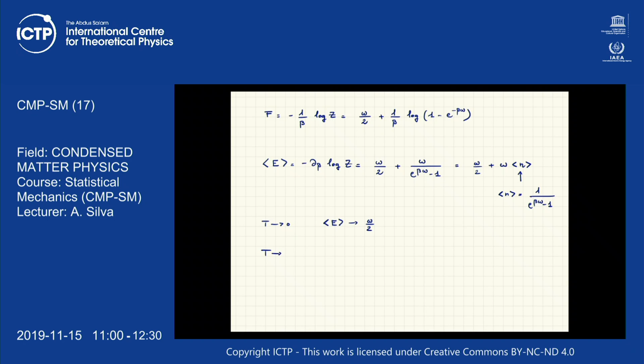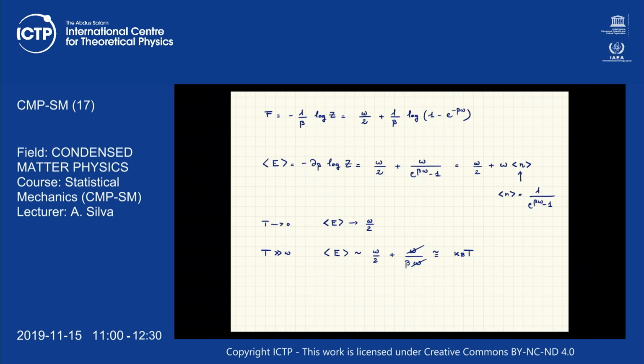Now, if the temperature is instead very large, let's say the temperature is much larger than omega, just to be precise, then what happens? You can take this exponential and expand it because the exponent is small. And if you expand it, you get omega divided by beta omega. So average E is essentially omega over 2 plus omega divided by beta omega. So the omega over 2 goes away, and since k_B T is much larger than omega, this is essentially k_B T, for large T.